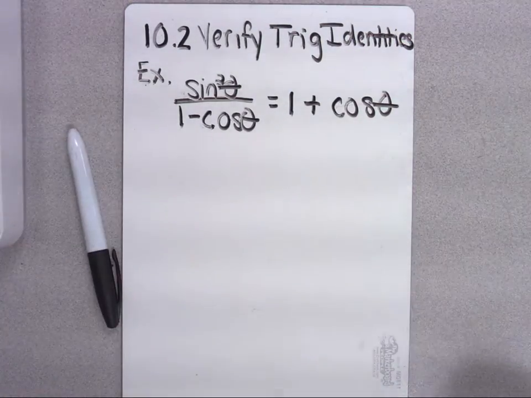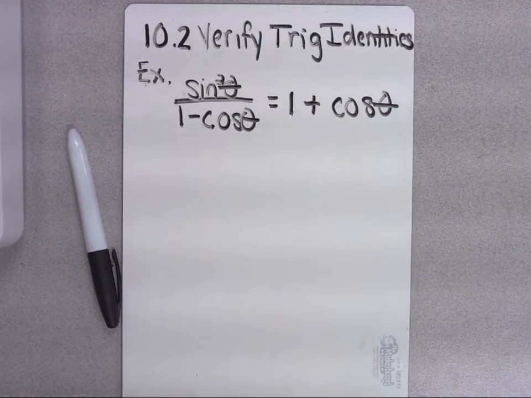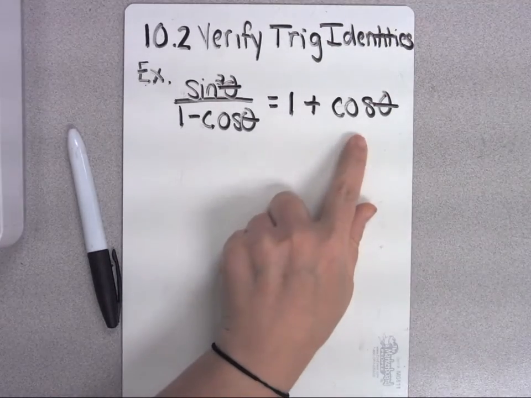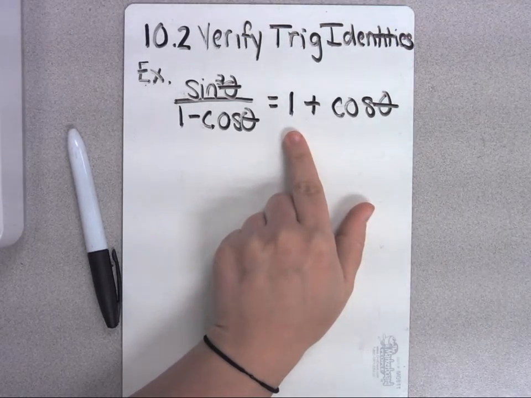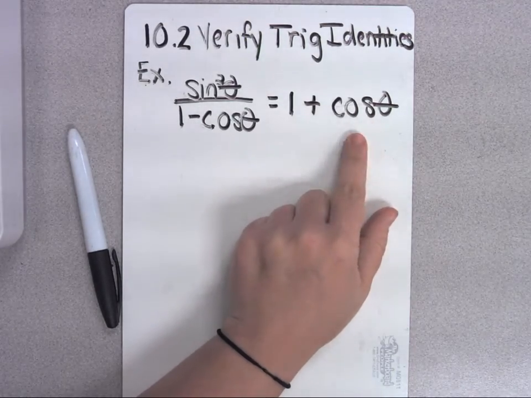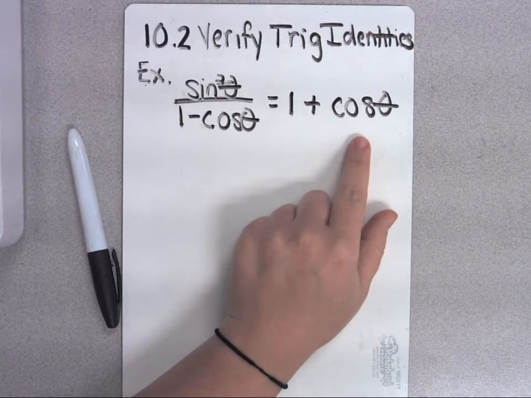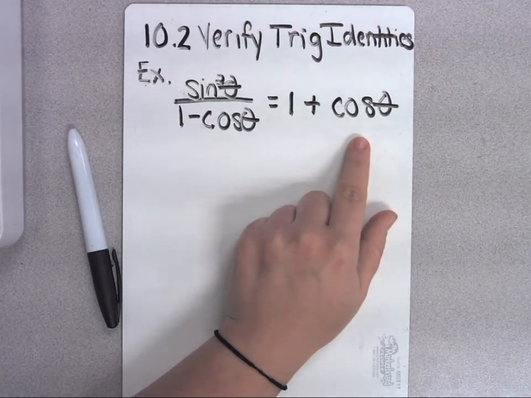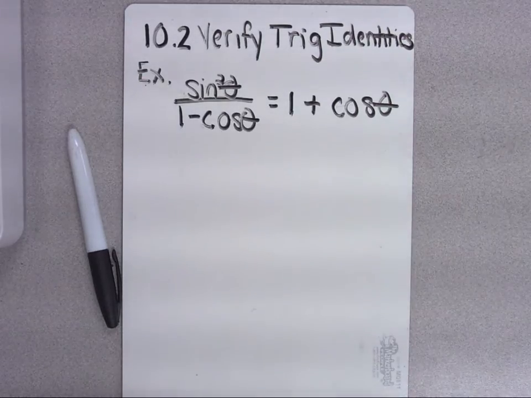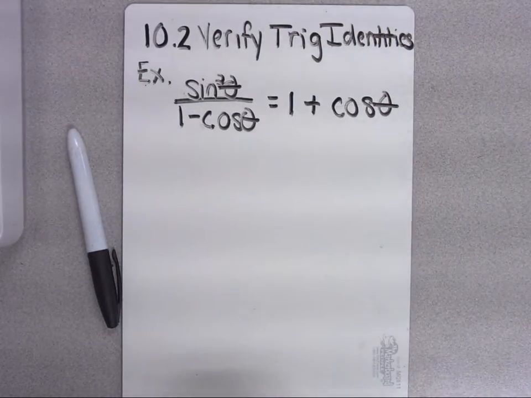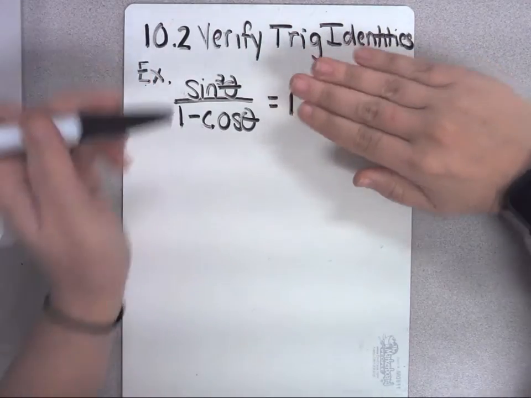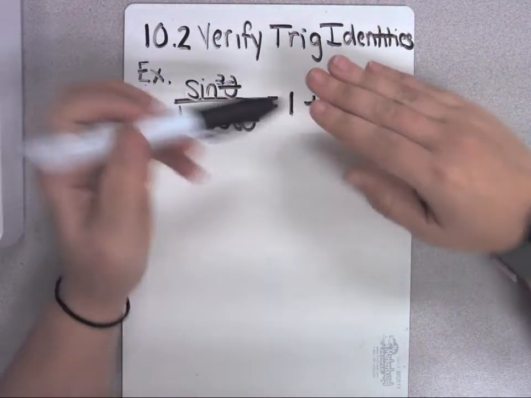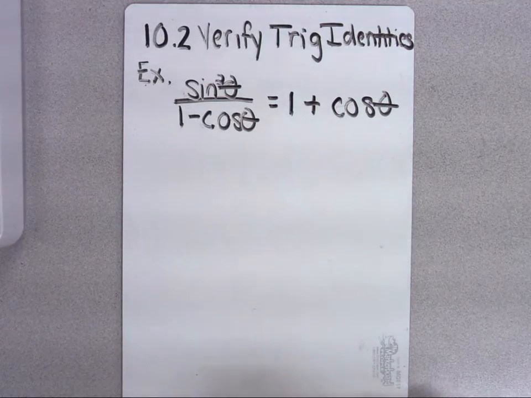So you always pick the side that's more complicated, because on the right side you can't do anything with the number 1, and this cosine is not squared, so it's not an identity. So just ignore the right side for now and say, okay, I want to simplify the left. Anytime you have a fraction, you want to not have a fraction.